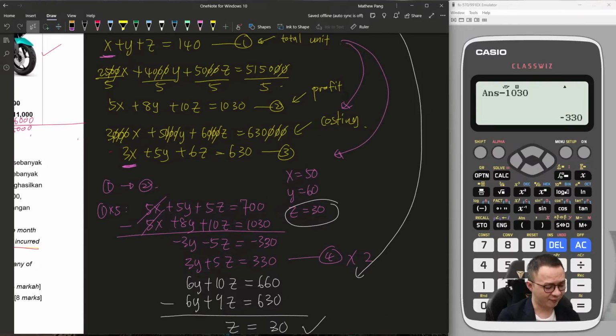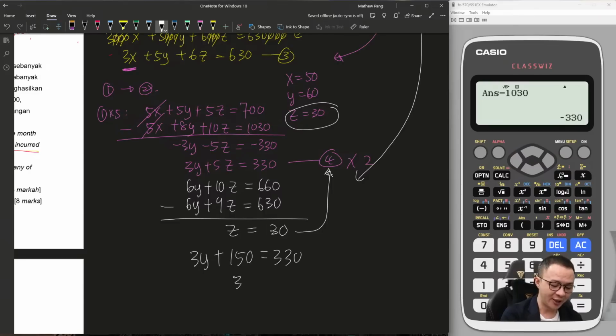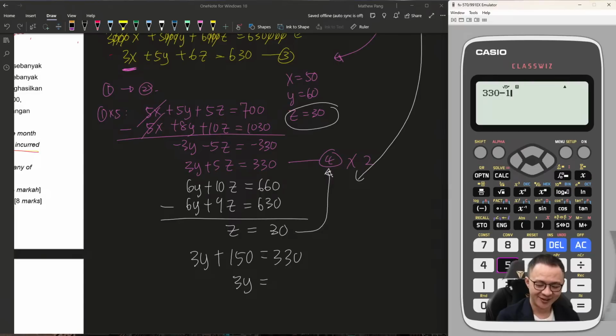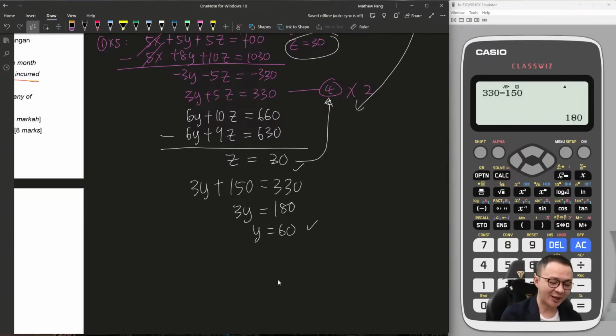Normally, I substitute into an equation which has two unknowns. So let's say I substitute z equals 30 back into the fourth equation. So 3y plus 5 times 30, which is 150, equals 330. So my 3y should equal 180. Then y is 60. Do you see my y is 60? Yeah, correct.